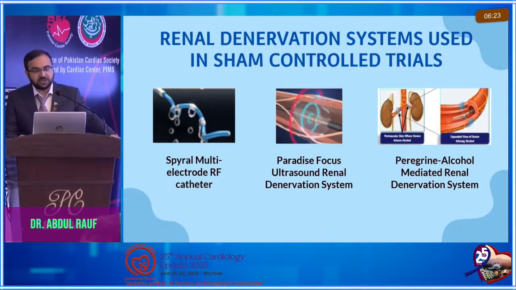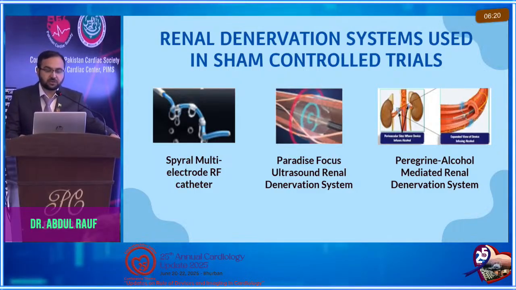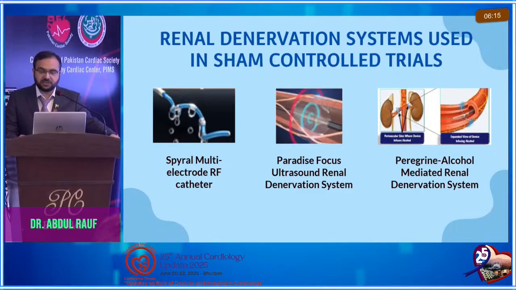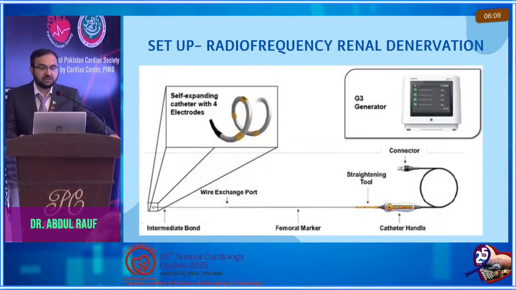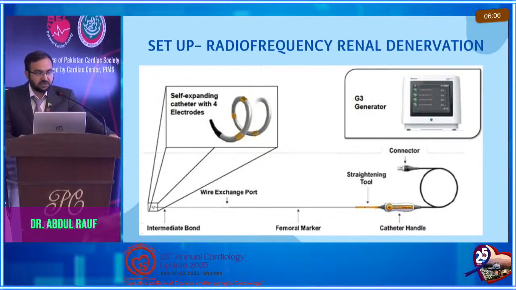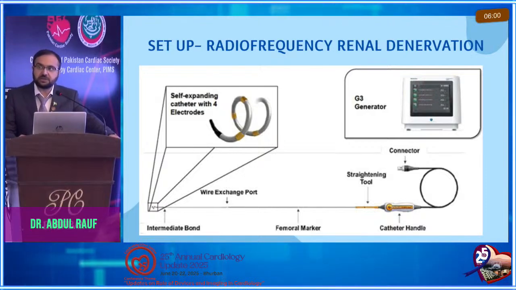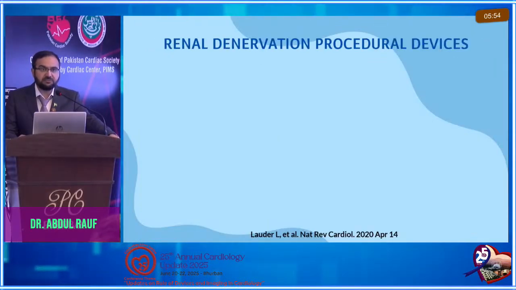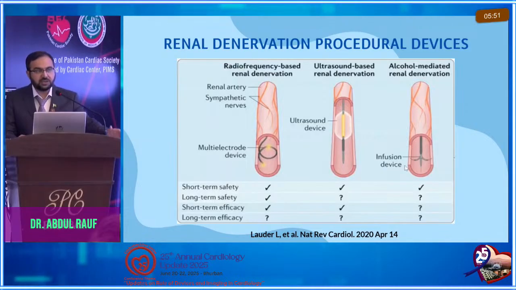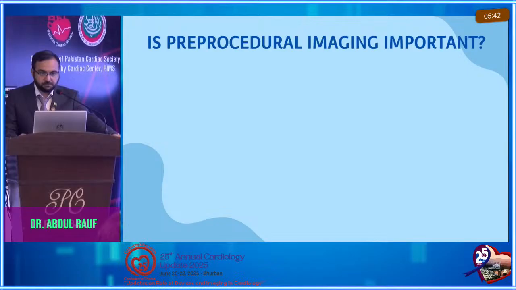There are 3 types of renal denervation. One is spiral multi-electrode catheters, the second is Paradise focused ultrasound renal denervation, and the third is the alcohol-mediated renal denervation system. So nowadays, what is recommended is the radiofrequency renal denervation, manufactured by many companies, but the Simplicity trial was conducted by Medtronic. They have generators, they have the electrodes, and the approach is basically from the femoral route. So these were the comparison of the 3 renal denervations, and we can see that radiofrequency has long- and short-term safety as well as efficacy.